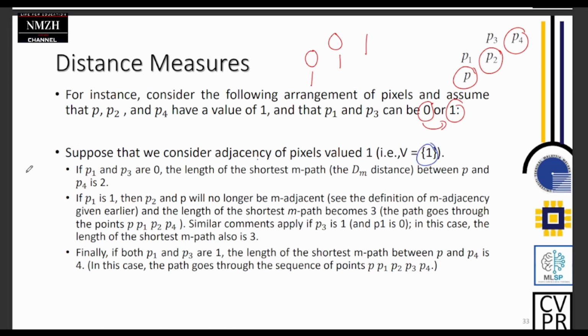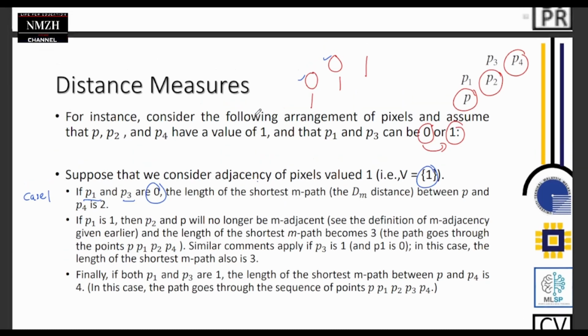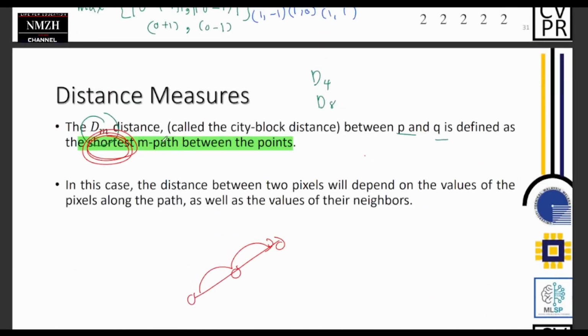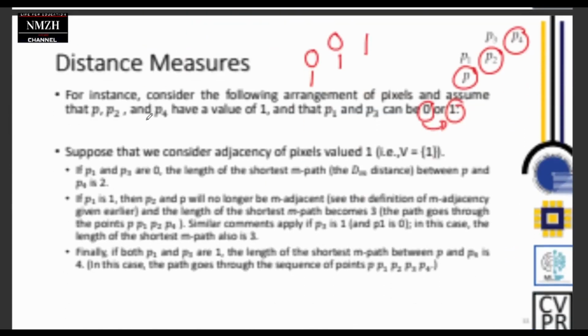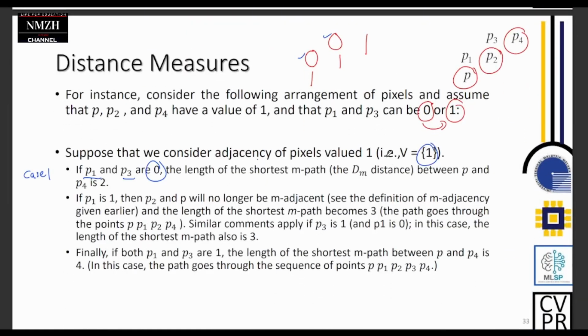In the first situation, case 1, P1 and P3 are 0. The length of the shortest m-path for Dm between P and P4 is this one. Because this one is 0, from P to P2 and then to P4, meaning it is 2. So that would be 2 over here.